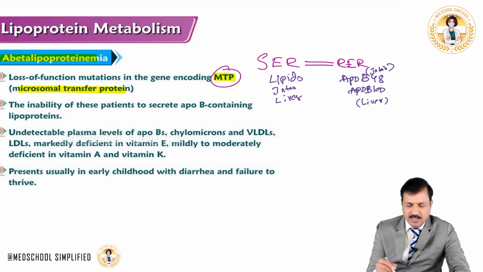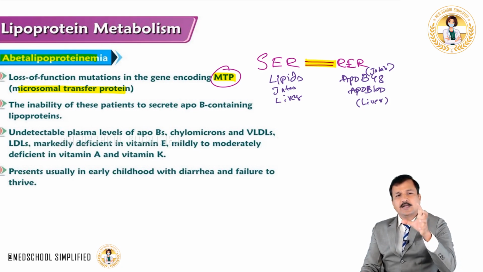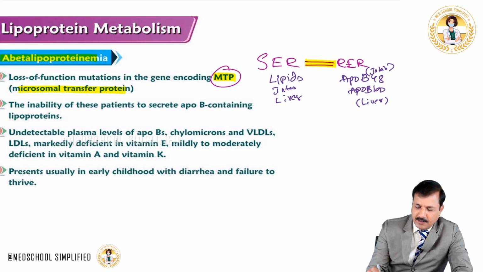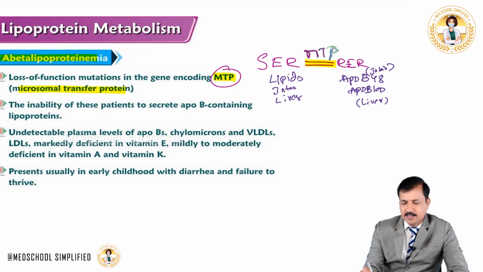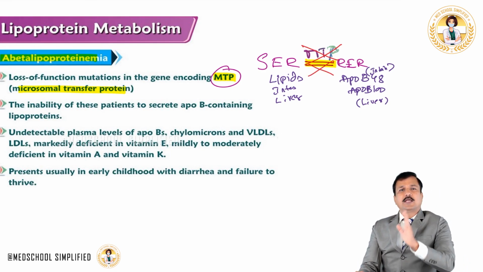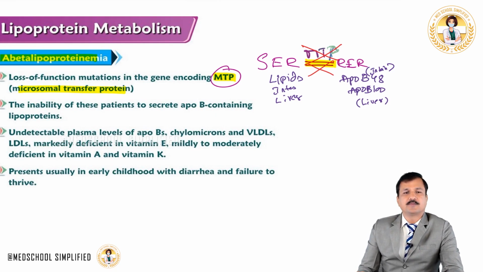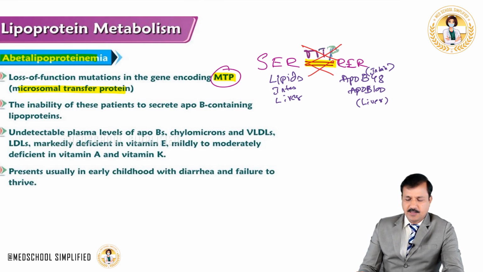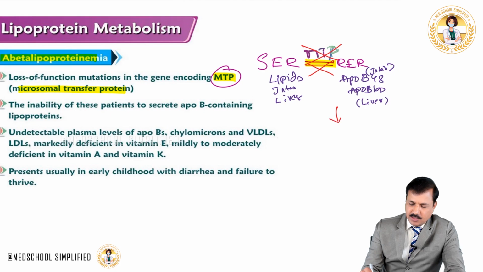So lipid from SCR has to reach a protein present in the RER, and that is mediated by MTP, microsomal triacylglycerol transfer protein. Okay, so if there is a mutation in a gene coding for MTP, that is a loss of function mutation, that leads to decrease in the transfer of lipids from smooth ER to a protein that is present in the rough ER. Because of this, what will happen? So there will be decrease in chylomicron formation. Chylomicrons are decreased, and decrease in VLDL formation.